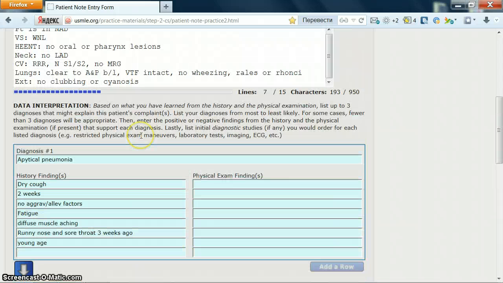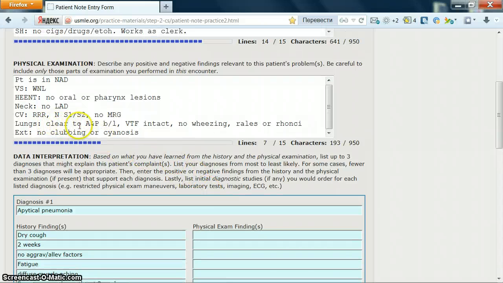And now we can fill our physical exam. All those lung exam findings can be impaired in patients with atypical pneumonia. They can have wheezing, rales, rhonchi. That's why we can't put those findings in support for physical for atypical pneumonia, but what we can put is no clubbing, because it usually accompanies chronic conditions.